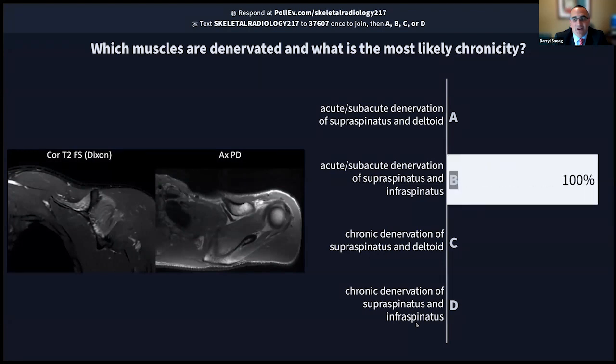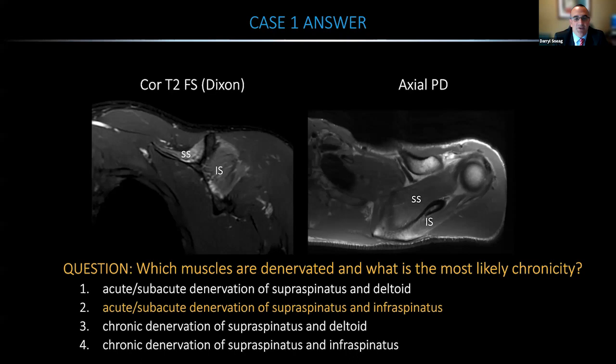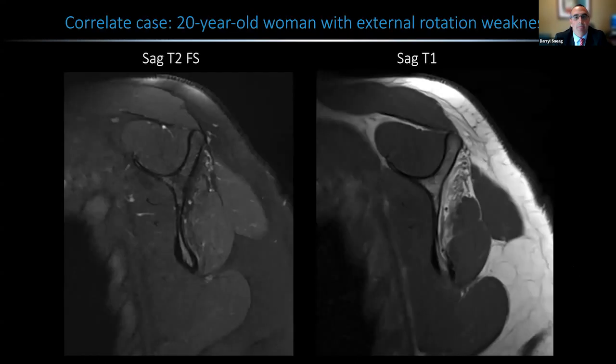And wow, we got 100% correct result. Very good. So let's go over the answer. So here I've labeled the muscles. SS is supraspinatus, IS is infraspinatus. And because we see that prominent edema pattern, the most likely scenario is that this is in the acute or subacute stage. Sometimes with chronic denervation, you could still have an active component and could still be edematous, but it's not usually this bright. So that would be the best answer for this question.